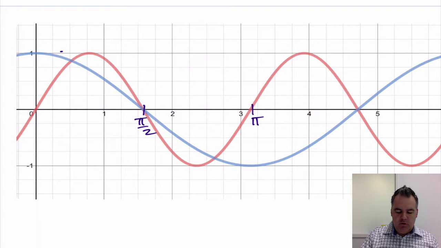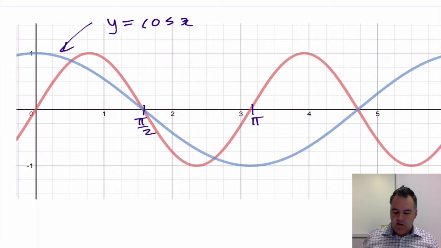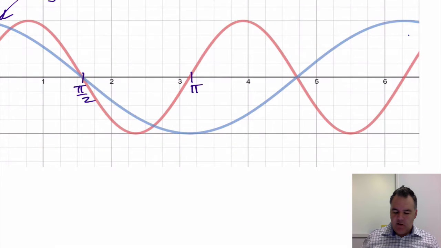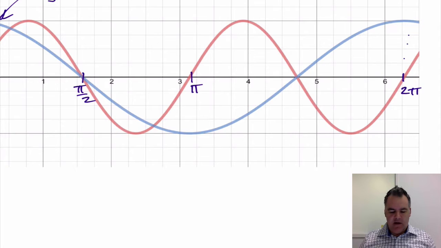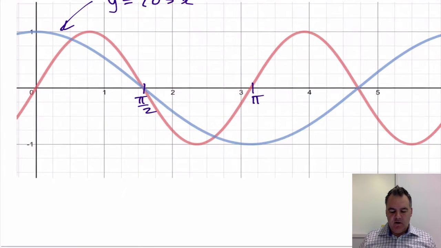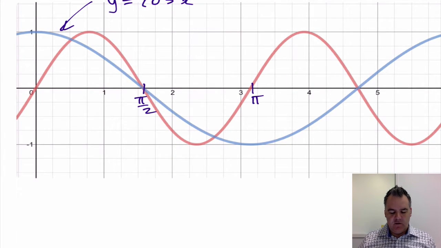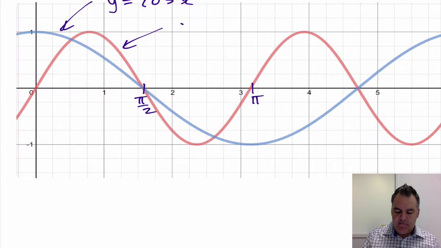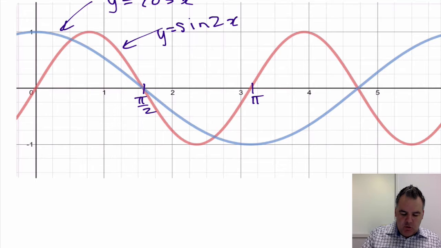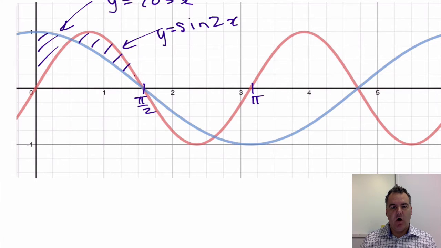I reckon the blue curve is just y equals cos of x. It's repeating once in 2 pi. Here's 2 pi over here. And its amplitude is 1, so that's cos of x. The red graph is sine of x, but it's repeating twice, so it's sine of 2x. Okay, sine of 2x, so it repeats twice in 2 pi. So we want to know what is this area here, trapped between the curves between 0 and pi over 2.